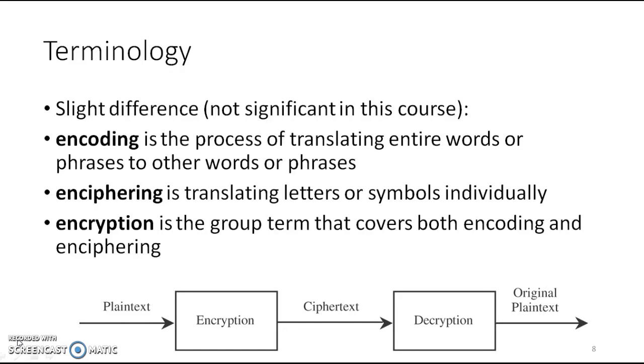Encoding is word by word, and enciphering is by letter or symbol by symbol, while encryption is used for both. So what is the method? You can see over here there is a plain text. This box tells you a system. This is a part of the system. You just feed the system with the plain text. Encryption is done over here.